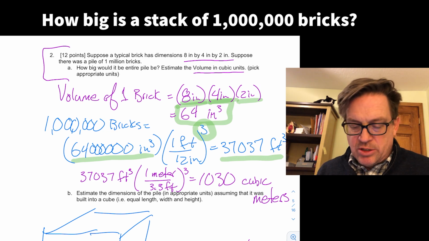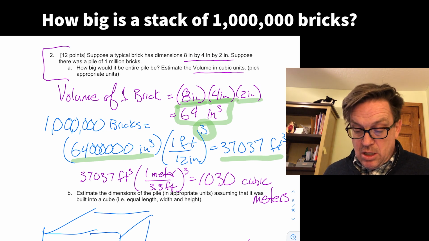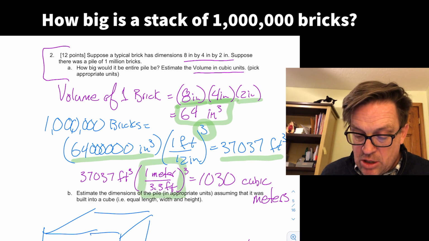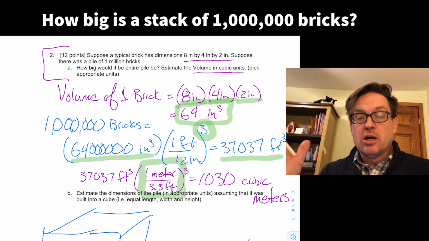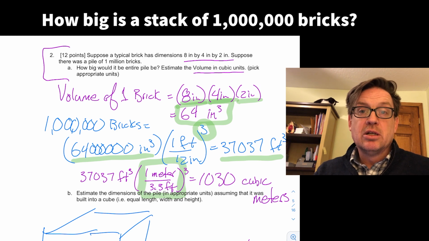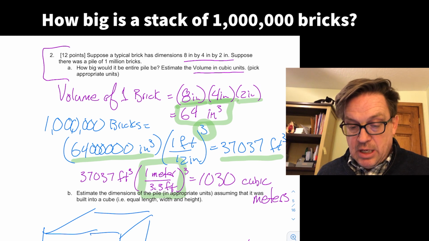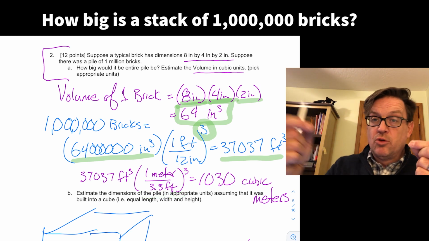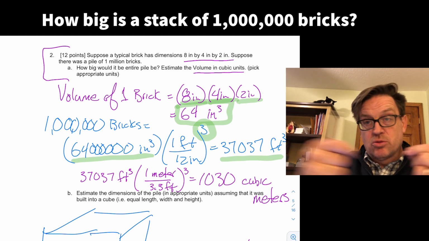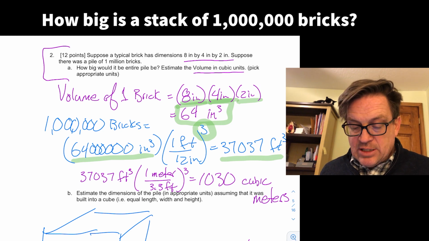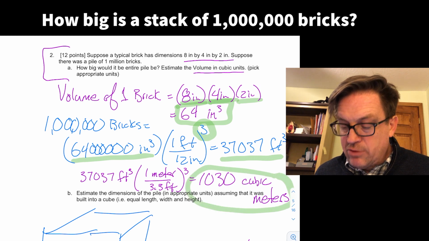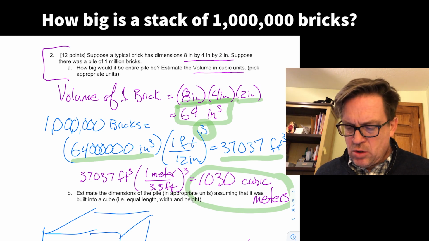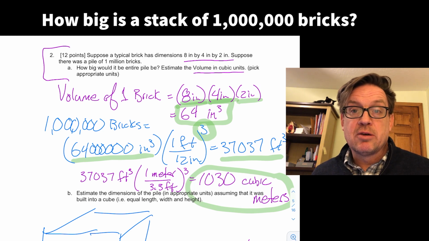I could do cubic yards if I wanted to, but I wanted to do cubic meters just for fun. The conversion between feet and meters, I looked that up, is 3.3. So 3 feet is a yard, and a meter is a little bit longer. It turns out it's 3.3 feet. So I would divide by 3.3 cubed, because it's 3.3 feet length, 3.3 feet width, 3.3 feet height. When I divide that, I get a little over 1,000 cubic meters. So how big is 1,000 cubic meters? Or how big is 37,000 cubic feet?